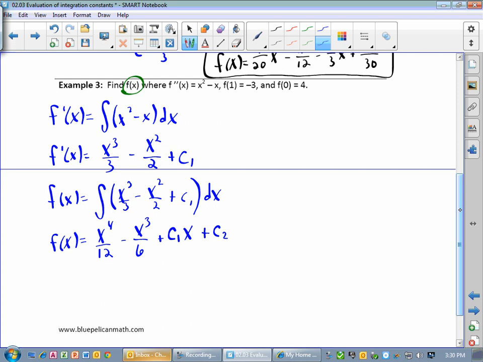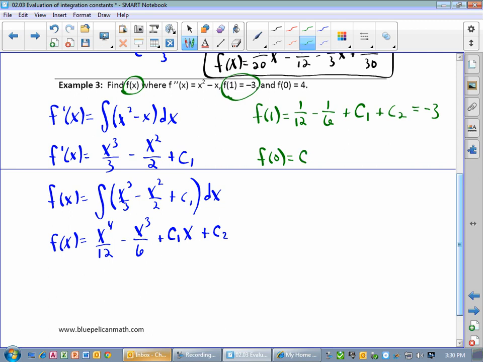Now let's see here. We are given f of 1, right? Let's find f of 1. Well, 1 to the 4th power is 1 divided by 12, minus 1 to the 3rd is 1 divided by 6, plus c1 times 1 is c1, plus c2. And all of this is going to need to equal -3. Right? That's the given information. Now we're also given f of 0. So if we plug in 0, 0 to the fourth is 0, 0 cubed is 0, c1 times 0 is 0, so we're just left with c2. And that needs to equal 4.